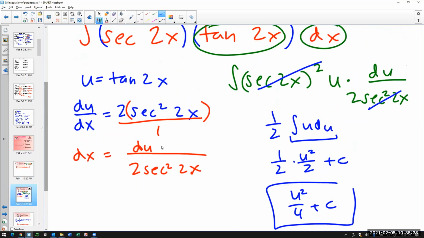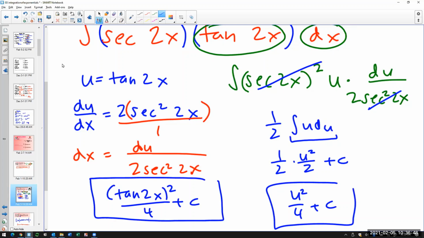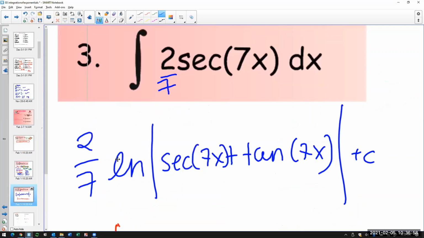Okay, now let's see if we can go back. What is our u in this problem? Tangent 2x. So squeeze that in there. Tangent 2x quantity squared over 4 plus c. And this is the most missed question, I think, for this unit. So just FYI. We've already done this. This isn't a new thing, but you start getting all confused because you're doing shortcuts, okay? So just FYI. All right, let's do another problem.